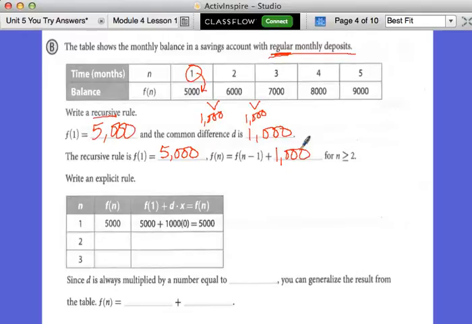Okay, now, if I want to write it as an explicit rule, I have to look at my position and what I get, and what that's going to look like within my function. So in the second spot, I have $6,000, and in the third spot, I have $7,000. Okay, so I'm always starting with the 5,000, so it's always going to be my f of 1 plus, well, what is my common difference? My d in this case is 1,000, so I'm always adding 1,000 times my n, so times my position.